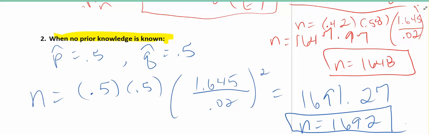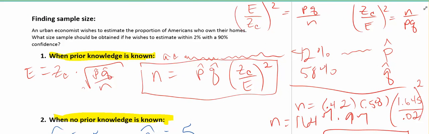So if you didn't have prior knowledge, it's going to force you to sample a few more people, but for whatever it's worth, you're given a formula to find sample size. We had to do this in section 6.1 and 6.2. This is not a new concept, just a new formula.